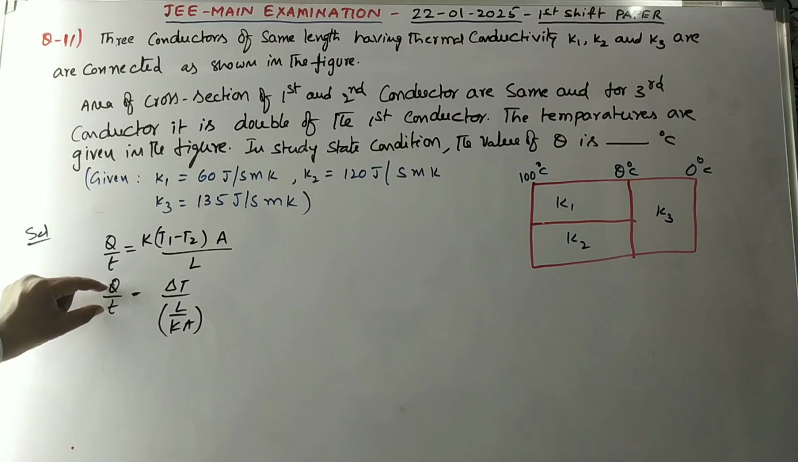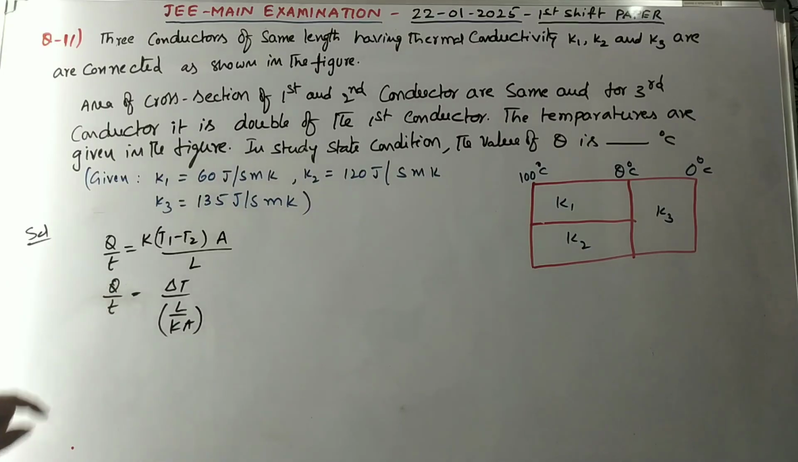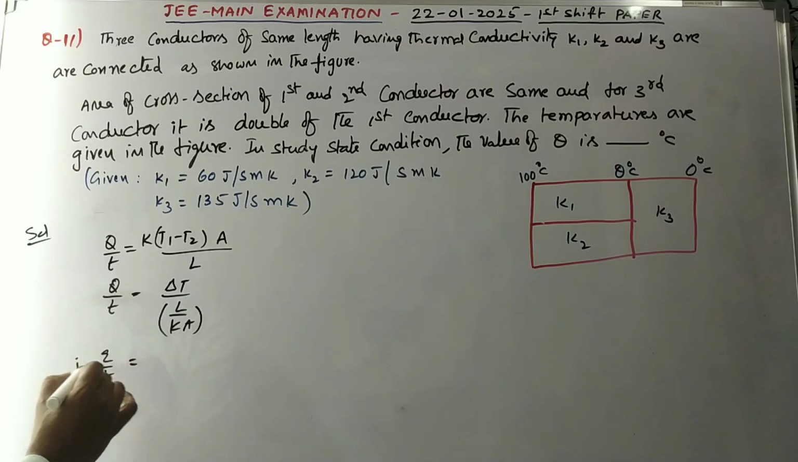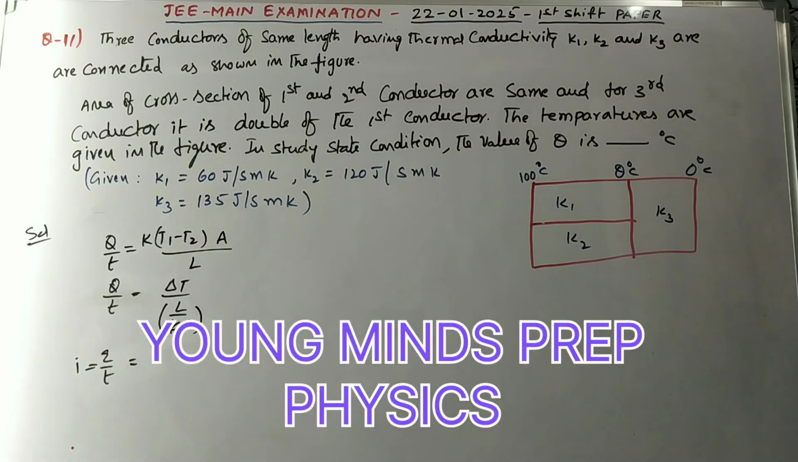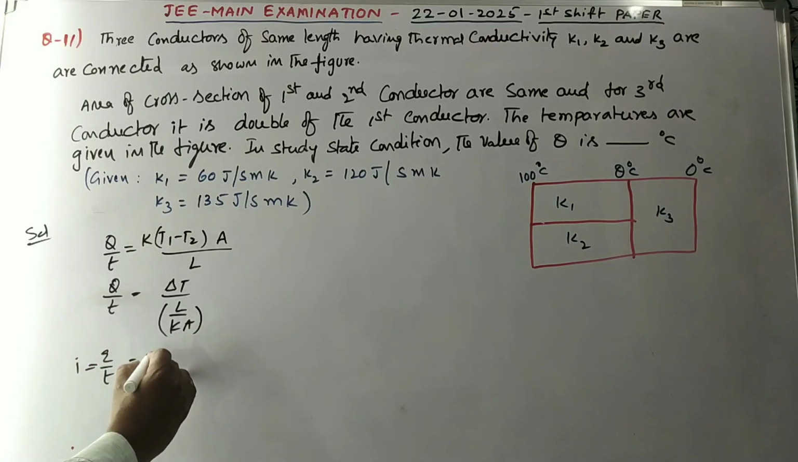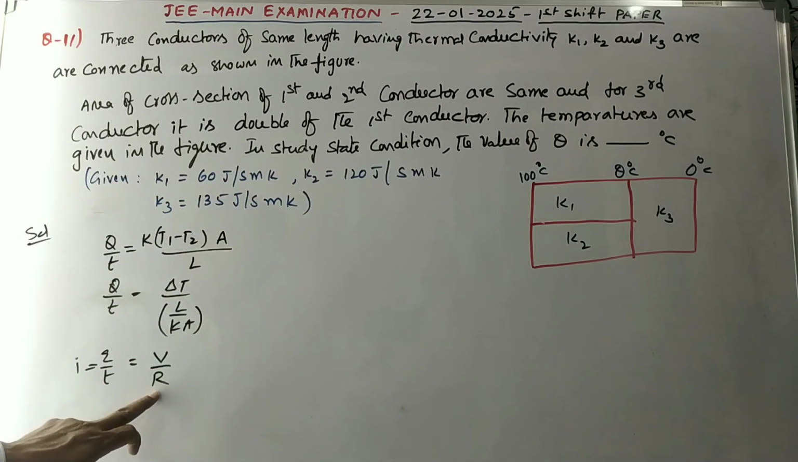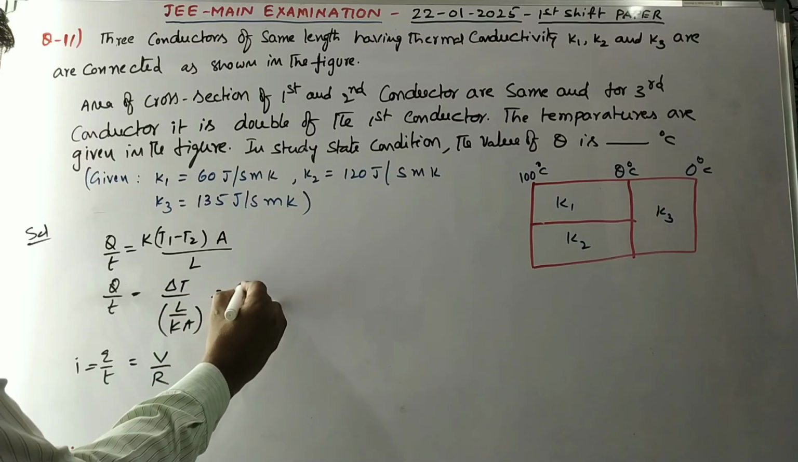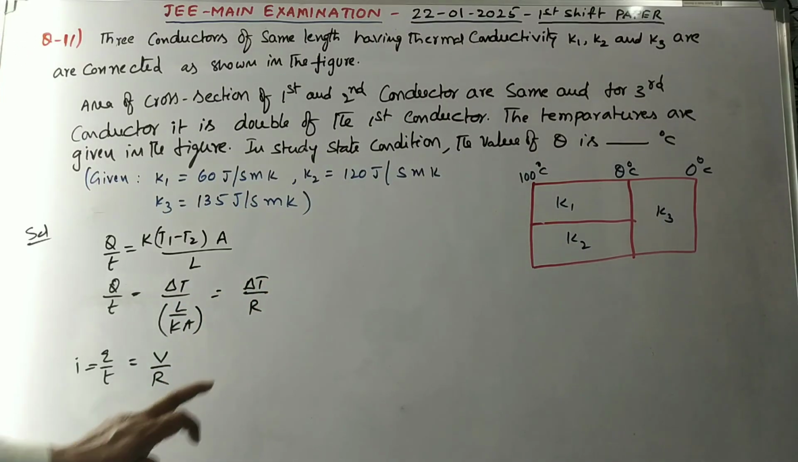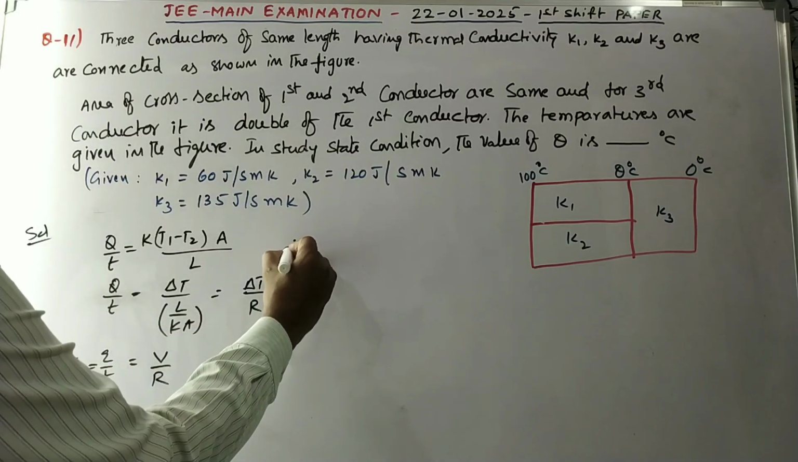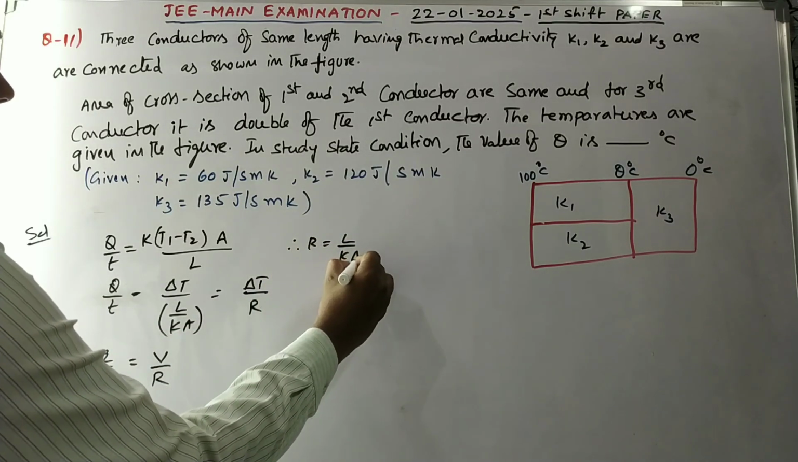Here Q by T is the heat current, which is compared with electric current. According to Ohm's law, I is equal to V by R, where V is the difference in potential between the ends of the conductor and R is its electric resistance. Similarly, the heat current is equal to delta T by R, where R is the thermal resistance. So R is equal to L by KA.